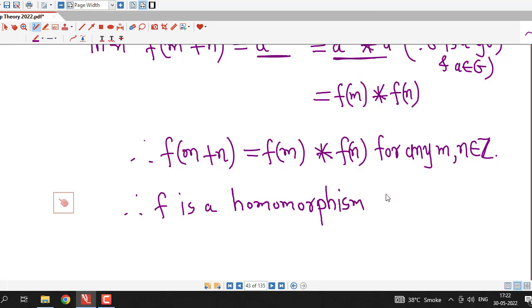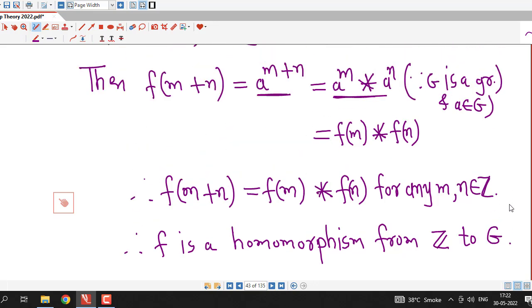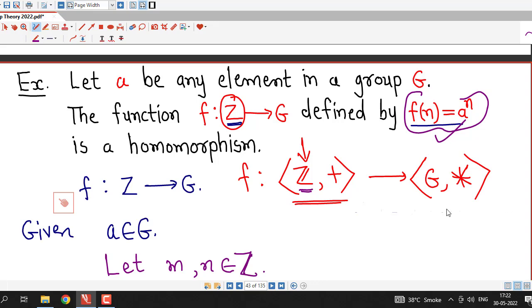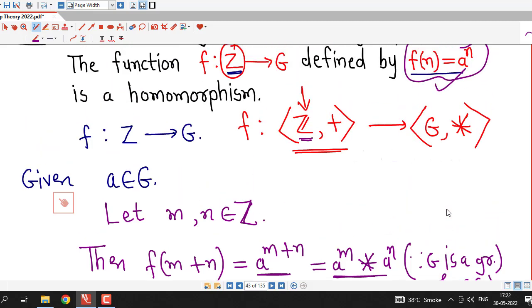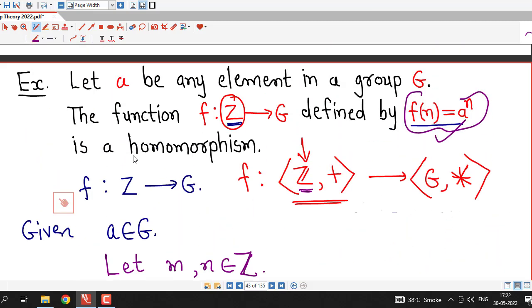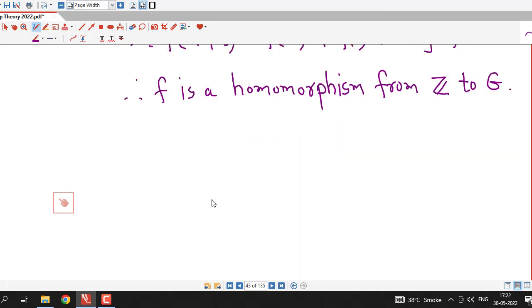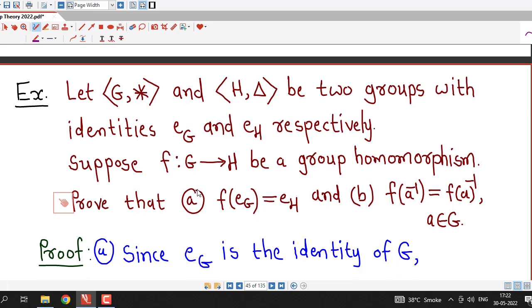f is a homomorphism from the set of integers Z to any group G, and f is given by f of n equal to a raised to n. So we are just using the definition of homomorphism to prove that this function is a homomorphism, and here the operation in the domain is addition, and G is an arbitrary group, so we denote the operation of this group by star. We consider another example related to group homomorphism.